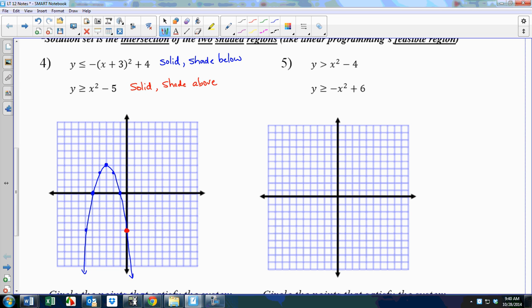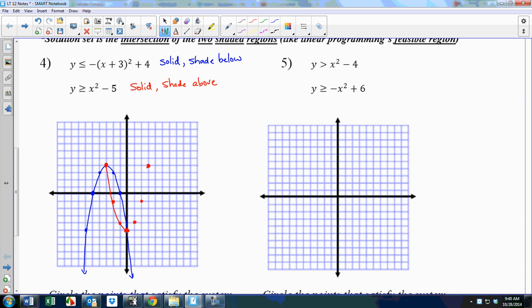So we will go right 1 up 1, right 2 up 4, and then right 3 up 9. Symmetry on the other side. And you'll notice that you're graphing a red point on the vertex of the other parabola. Again, solid.